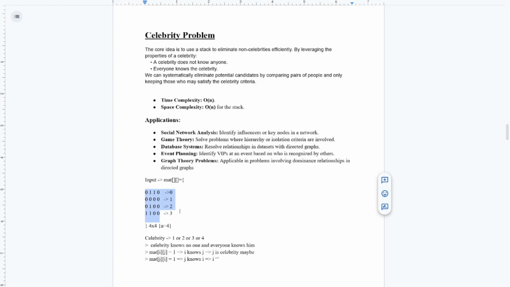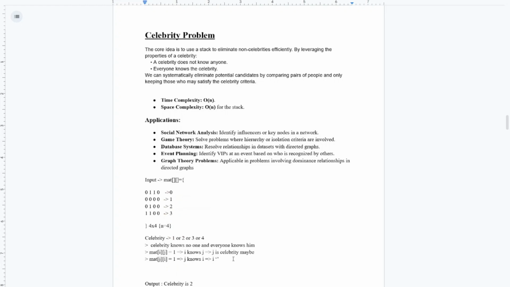So if we say our probable candidate, maybe अगर हम सोचते हैं कि 1 हमारा celebrity हो सकता है, तो उस सिनेरियो में क्या होगा कि 1 किसी को नहीं जानता है, that we come to know from the row, and others know him, that we come to know from the column, and this intersection element should be 0. Okay, so we conclude for this example input, our output is celebrity is 2. Second person is the celebrity.